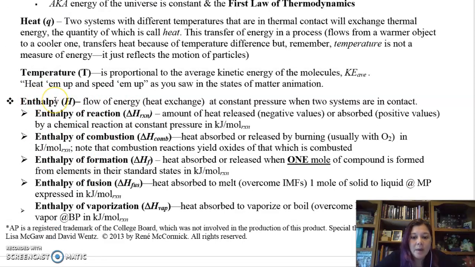We've already learned about enthalpy before and how it's the change in heat content in a system. In this particular unit, we're going to learn about different types of enthalpy, and it basically just depends on what kind of process you're talking about. So we'll be learning more about each of those momentarily.